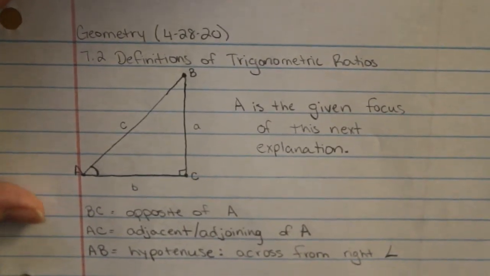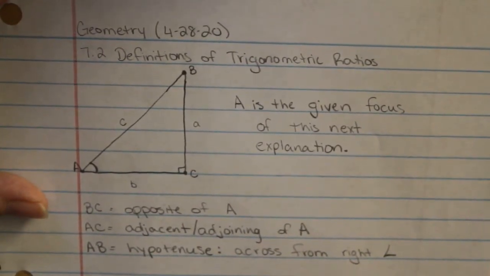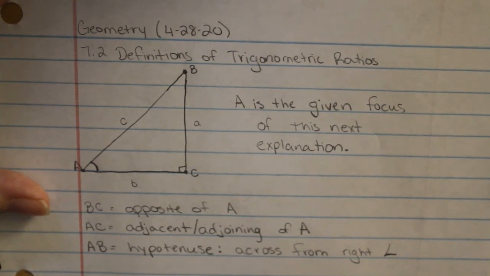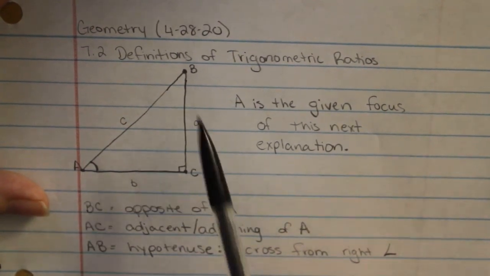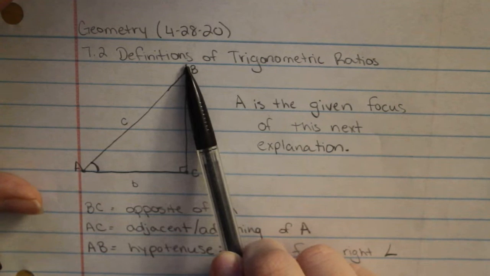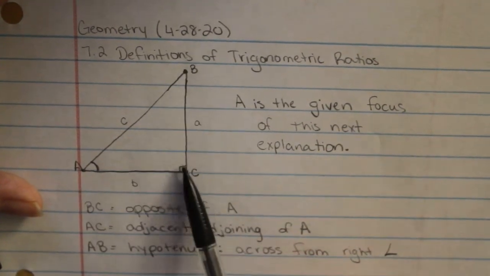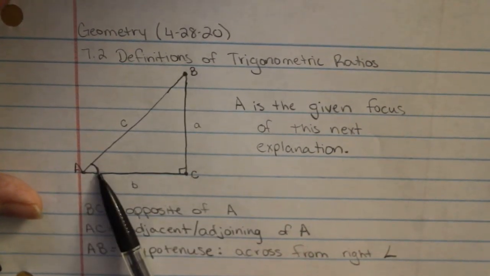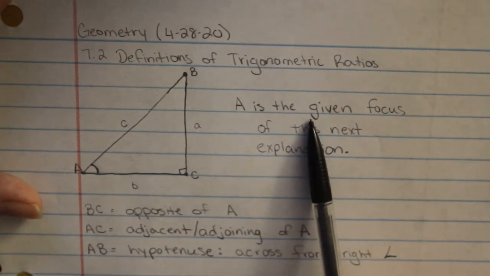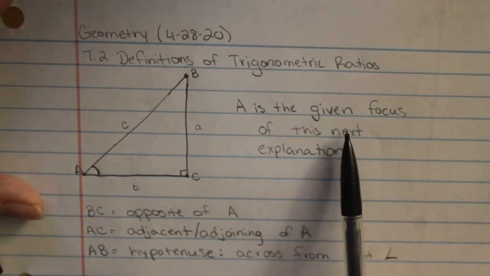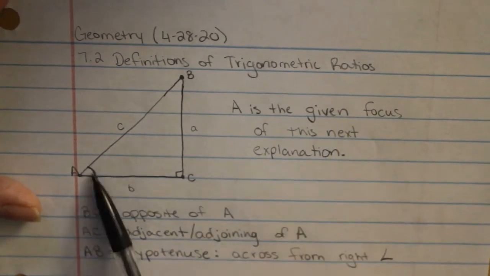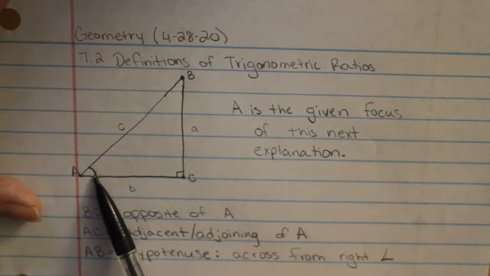Today in geometry, we are talking about 7.2, which is the definitions of trigonometric ratios. So if you see here, I have a right triangle. It is labeled A, B, and C with a mark on angle A. A is the given focus of this next explanation. We are focusing on angle A here.